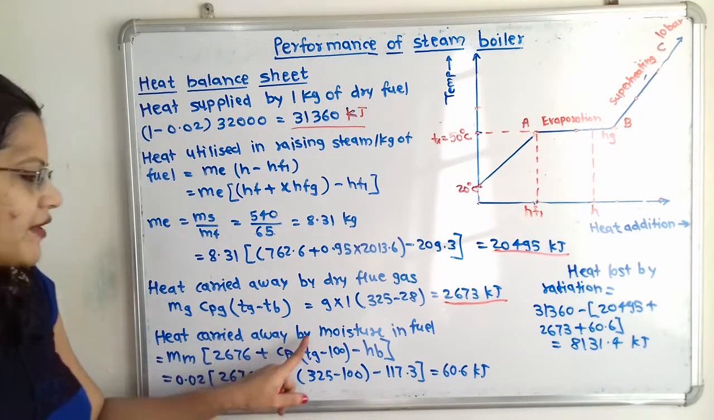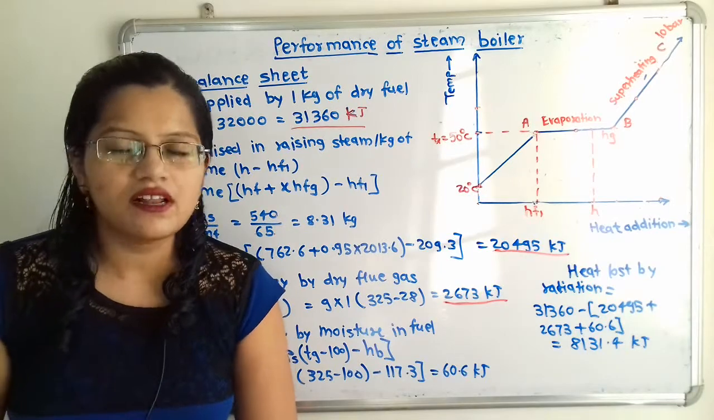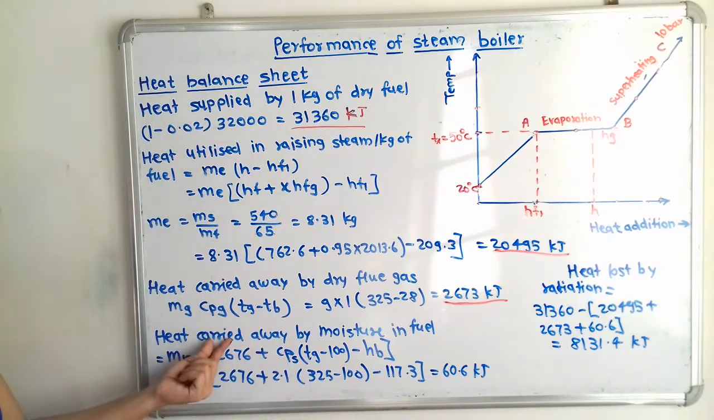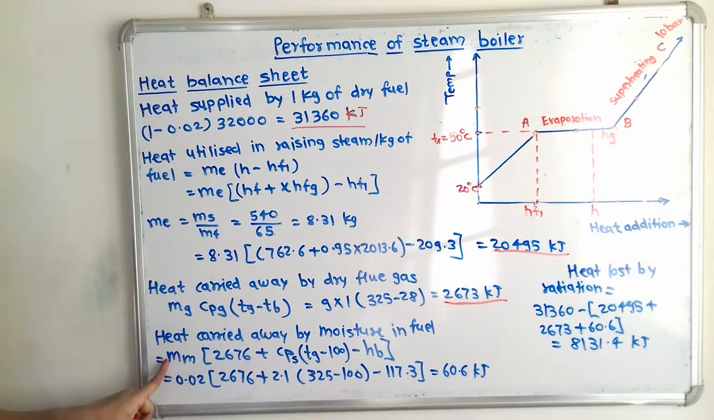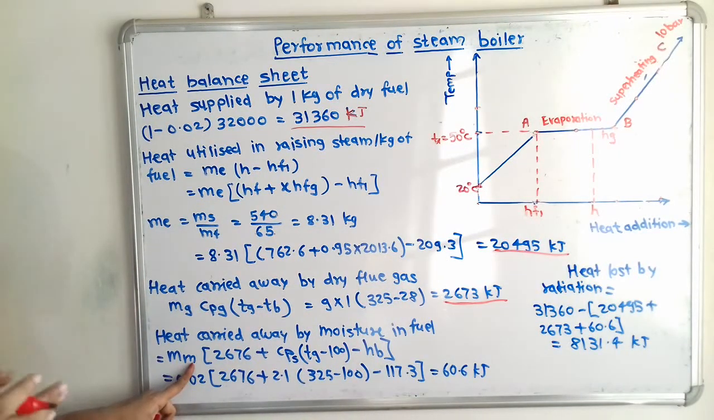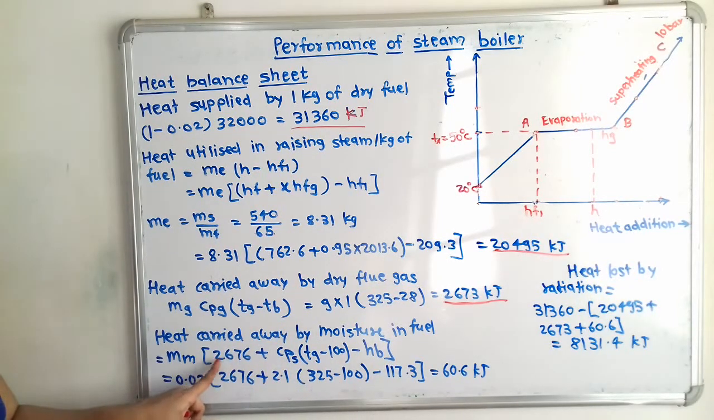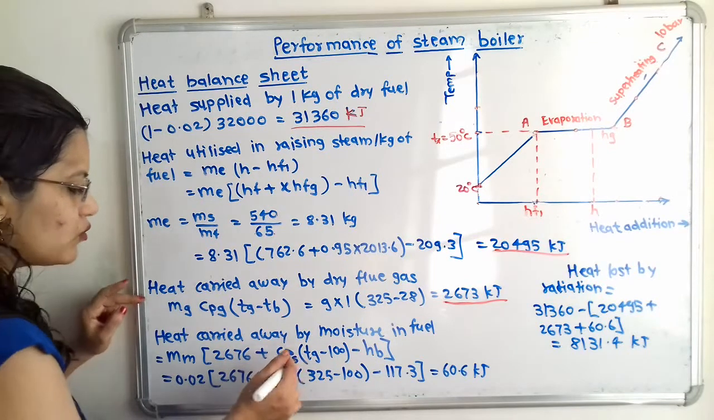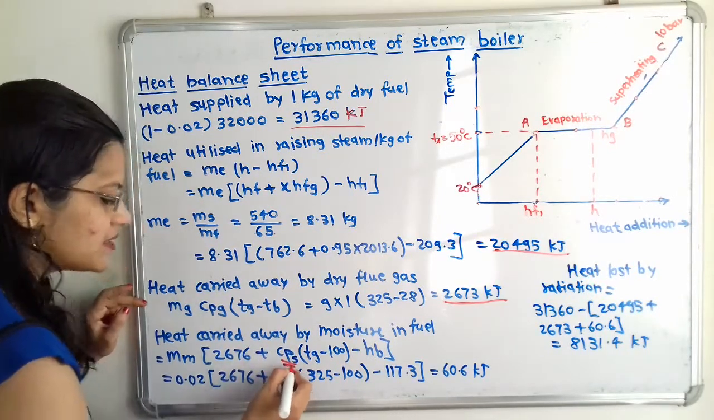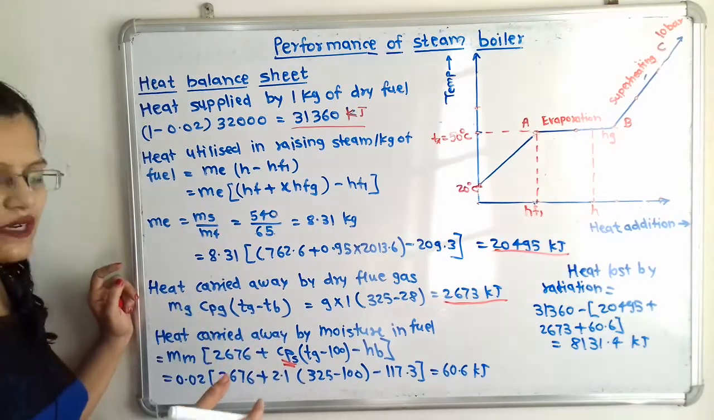Then heat carried away by moisture in fuel. So we know that there is the moisture present in fuel and that is 2%. So what is the heat carried away by moisture? So here is the formula, mm, that is the mass of this moisture, that is 0.02 kilogram, in the bracket 2676. So this number is fixed, plus Cps. So here Cp is the specific heat of superheated steam, that we have to consider. So remember here Cps, and this is not given, so we will consider here 2.1.